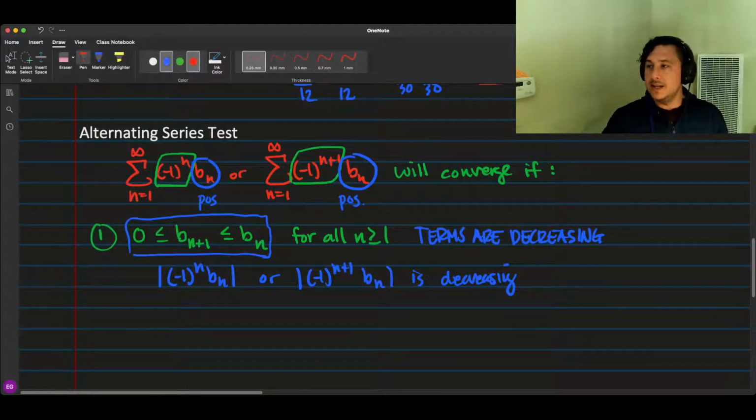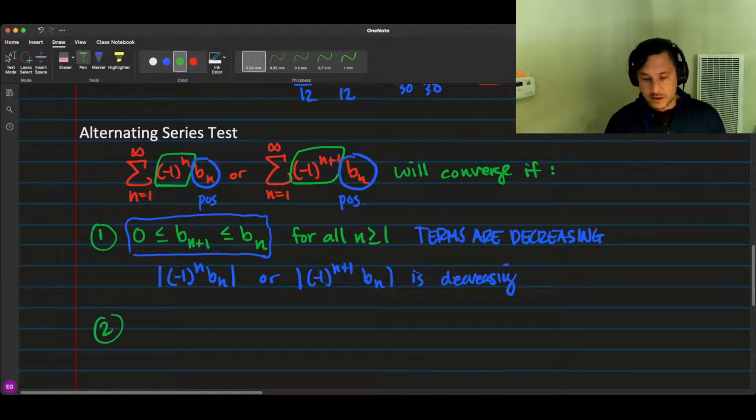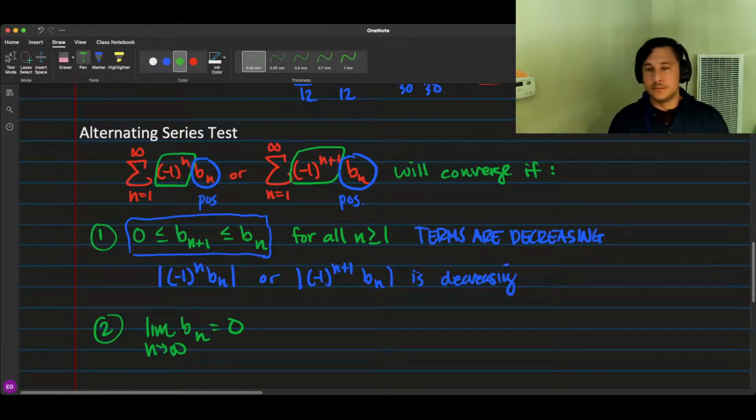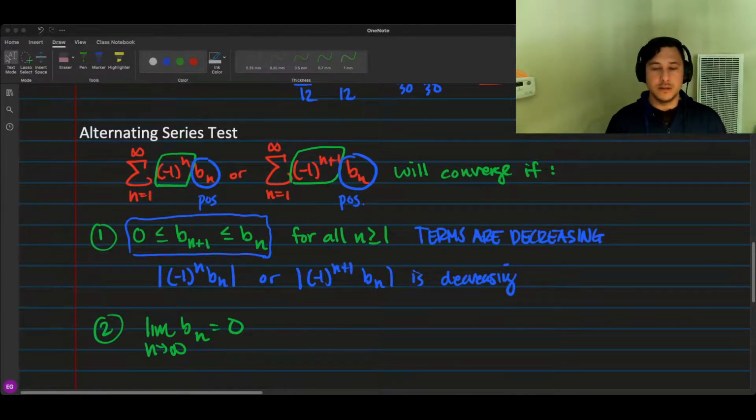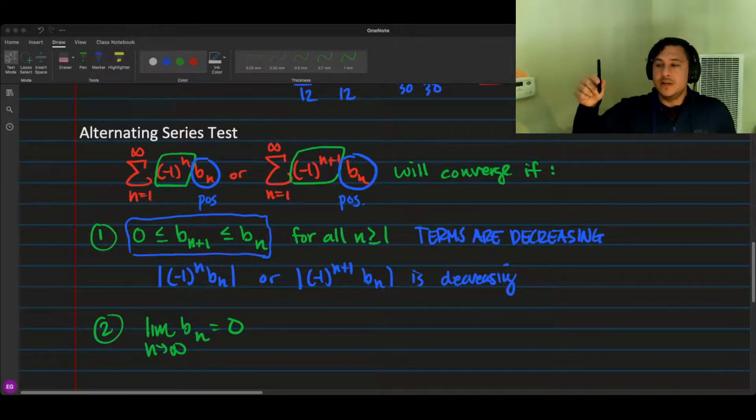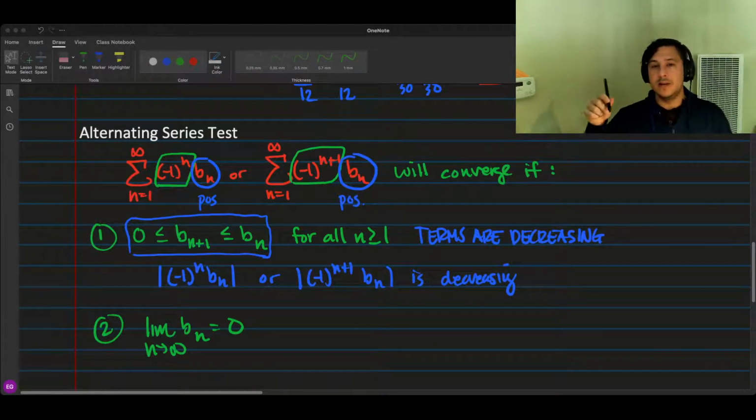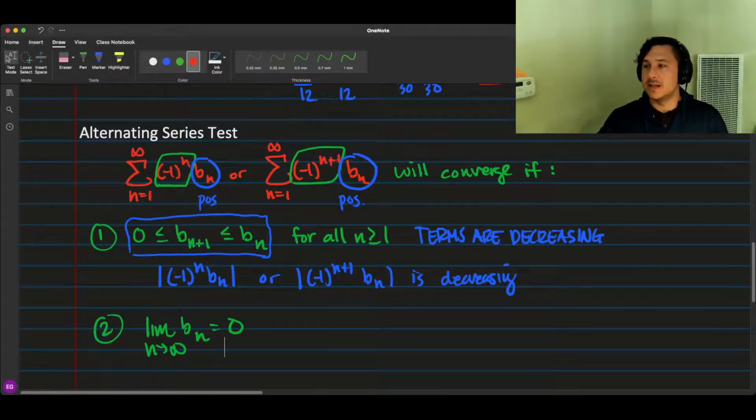Our second thing that must happen if we want this to converge is that the limit of the terms of the sequence goes to 0. Boom. If those two things happen, then you are good to go, basically. So if the terms are decreasing, and they have to decrease every single time, basically, you can't have something like this.